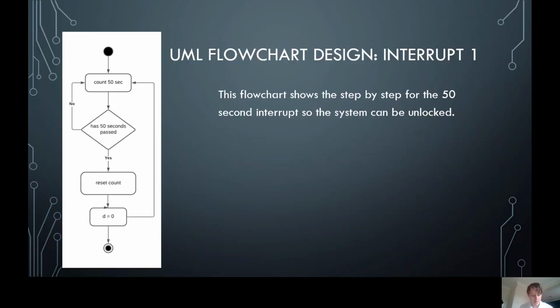This flowchart is for the 50-second interrupt, as shown. The interrupt starts by counting 50 seconds and then checks if 50 seconds have passed on the count. If 50 seconds have passed, then the count for the interrupt is reset and the system lock D is set back into the unlocked state. If 50 seconds have not passed, then the system returns to counting.